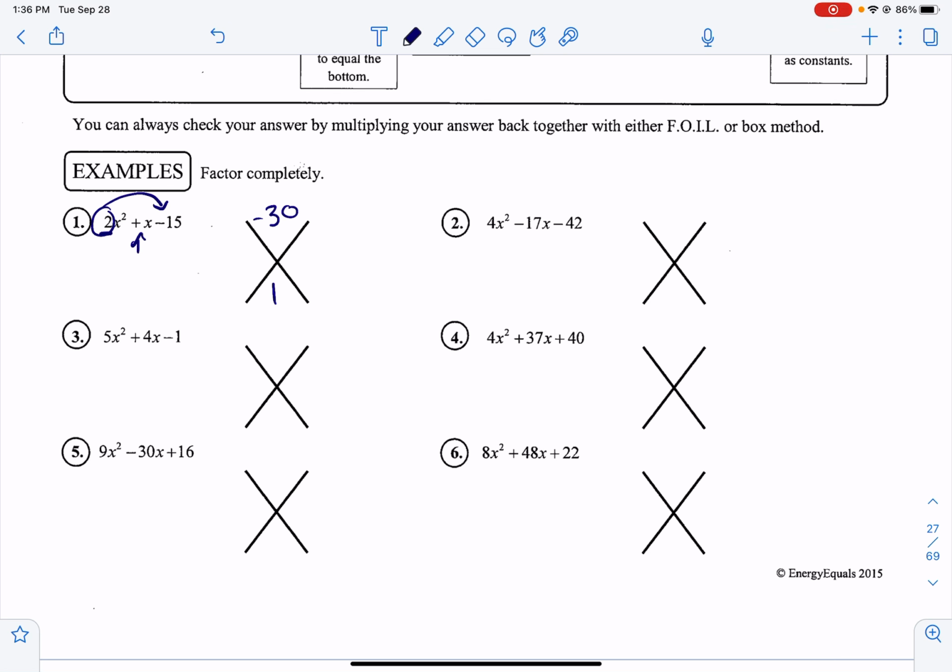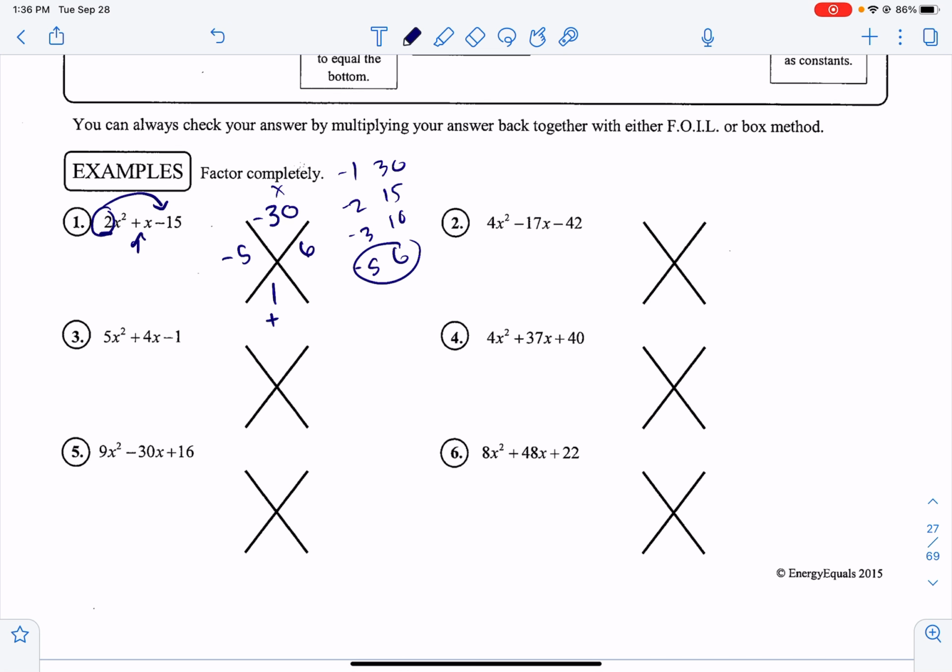So I'm looking for two numbers that multiply to negative 30 and add up to 1. I can start making my list. I can do 1 and 30, 2 and 15, 3 and 10, 5 and 6. Now, I know they multiply to a negative, and since they add up to a positive, the negative is going to be the little number. So I think those are my answers right there, negative 5 and 6. So I'm going to put a negative 5 and a 6.